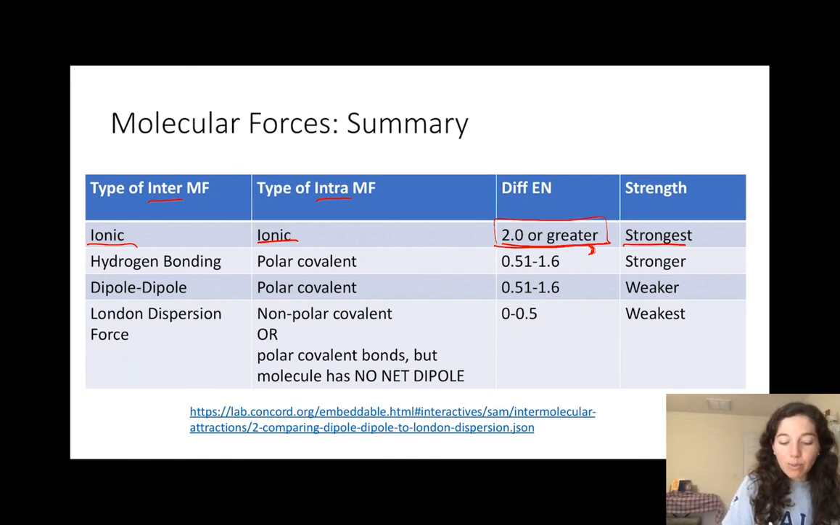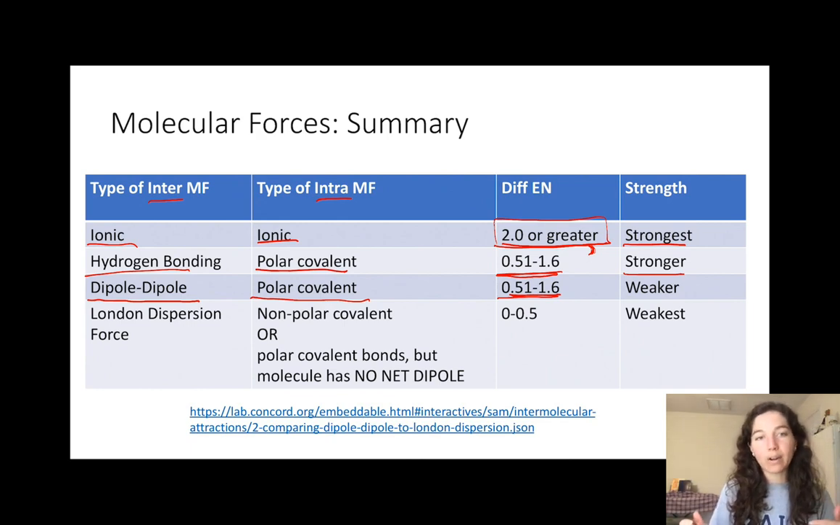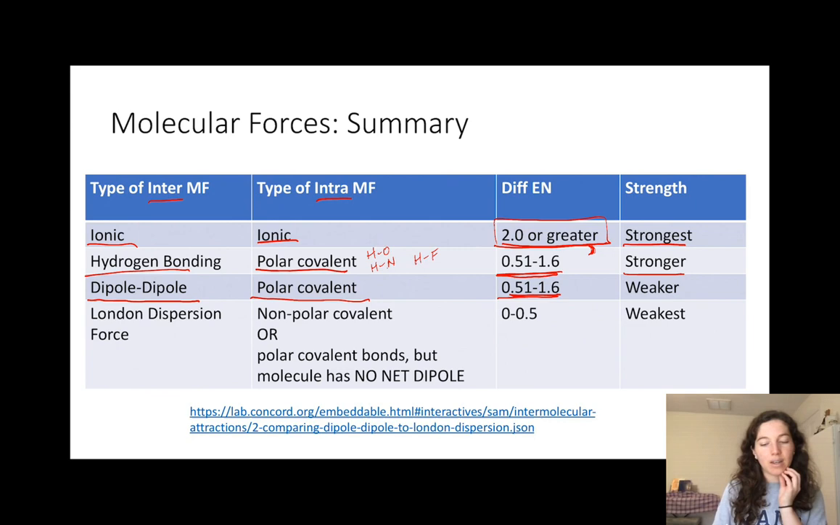Then we have our hydrogen bonding, which occurs with polar covalent compounds only, and they need to fall in this electronegativity difference to register as polar covalent intramolecular forces. This is the next most strong intermolecular force that we have. Then dipole-dipole is next. It occurs with polar covalent compounds as well. So it's going to be in this electronegativity difference, and it's weaker. Remember that hydrogen bonding only occurs between hydrogens and oxygens, hydrogens and nitrogens, and hydrogens and fluorines. It is very specific. And dipole-dipole is everything else that has a polar covalent intramolecular force.